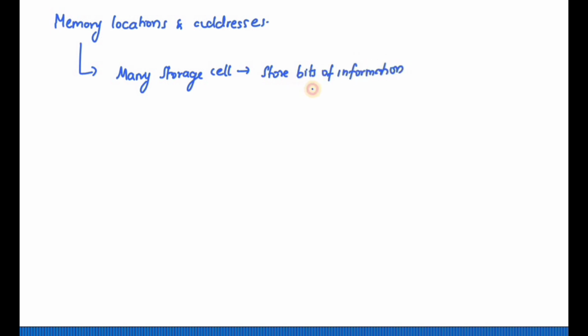A bit means zero or one. You know that 0 and 1 is nothing but a single bit, which will give you only a small amount of information. So usually the information is stored as a group of fixed size.